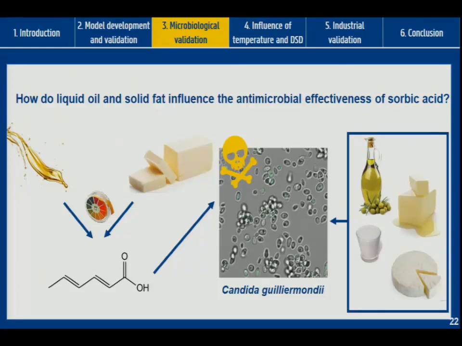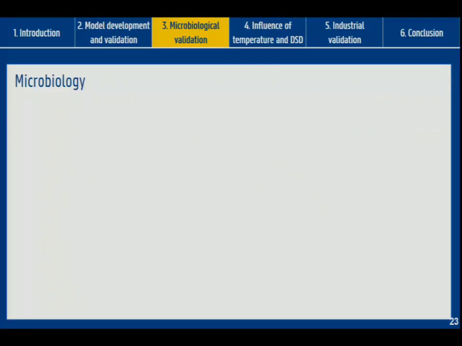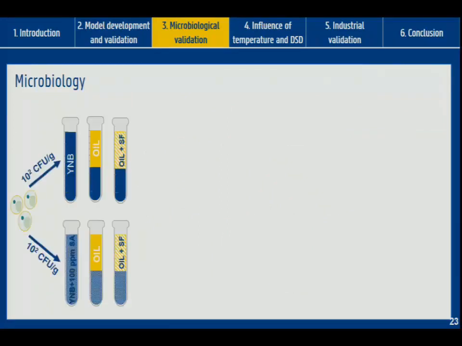How did we do this? How did we perform our experiments? Well, first we had the microbiological experiments, where we inoculated 10 to the power of 2 colony-forming units per gram of Candida guilliermondii in 2 sets of tubes. In these tubes, there was microbiological growth media, then microbiological growth media topped off with oil, and then microbiological growth media topped with a mixture of oil and solid fat. The second set of tubes was spiked, or sorbic acid was added inside it.